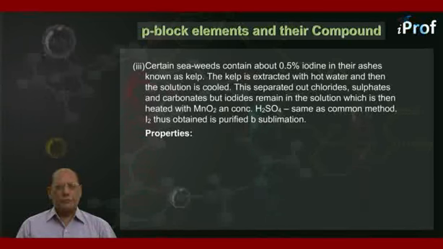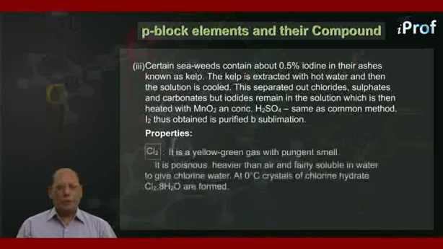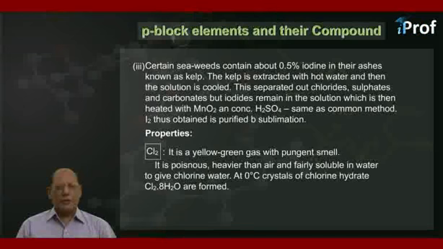Properties for chlorine: it's a yellow-green gas with pungent smell. It is poisonous, heavier than air, and fairly soluble in water. To give chlorine water. At 0 degrees Celsius, crystals of chlorine hydrate Cl2.8H2O are formed.